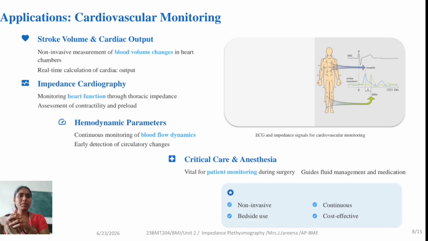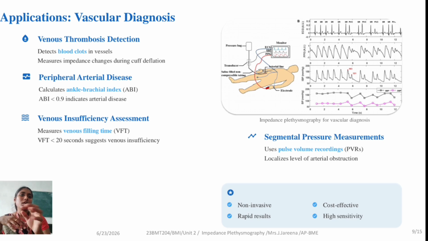And then finally we have the applications. It is very important for measuring stroke volume and cardiac output, and we can monitor the functionality of the heart. We can also record hemodynamic parameters like blood flow dynamics. Especially we can use it in patient monitoring during surgery, which helps to guide fluid management and medication, especially in critical care, or when giving anesthesia to the patient. We also have vascular diagnosis, a few of which are listed here: venous thrombosis detection, peripheral arterial and venous insufficiency assessment, and segmental pressure measurements.